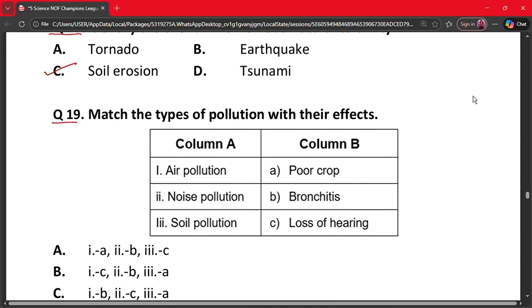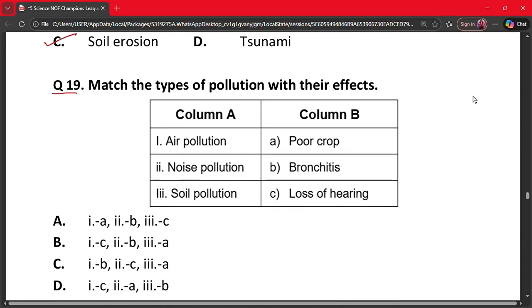Question number 19. Match the types of pollution with their effects. So let's have a look at the table. Air pollution, noise pollution, and soil pollution. And column B has poor crop, bronchitis, and loss of hearing. So if we match the correct answers, the correct answer is option C.